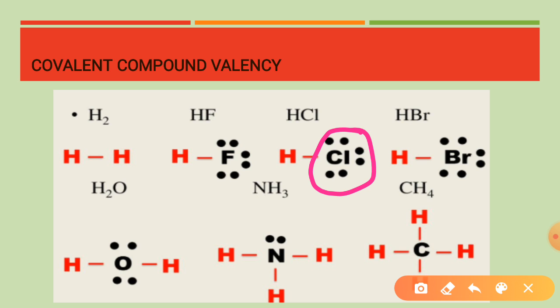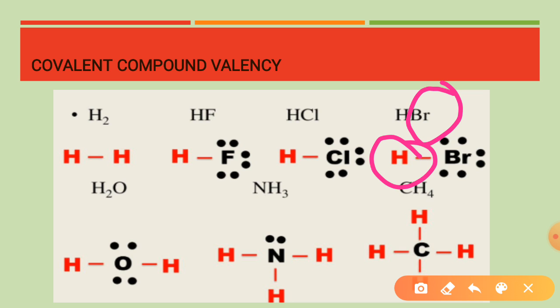Now, let's talk about bromine. The abbreviation of bromine is Br. The first letter is capital and the other is small. The combining capacity of bromine is 1, as it is bonded with one hydrogen.